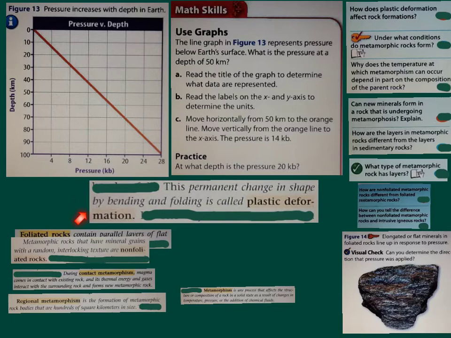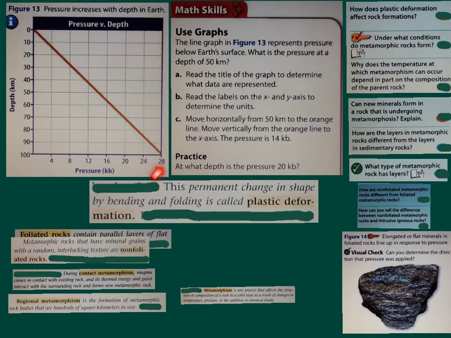Changes in composition and structure are clues that a rock has been metamorphosed. The rock that changes during metamorphism is called the parent rock. The temperatures required to metamorphose rock depend on the parent rock's composition. The lower limit of the temperature range for metamorphic rock formation is between 150 degrees Celsius and 200 degrees Celsius. In addition to temperature, pressure also increases with depth in Earth's crust and mantle, as shown in Figure 13. Pressure is measured in kilobars, kb. Key concept: under what conditions do metamorphic rocks form?